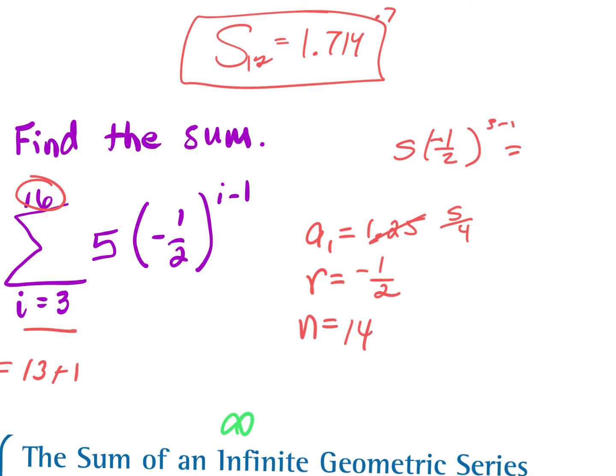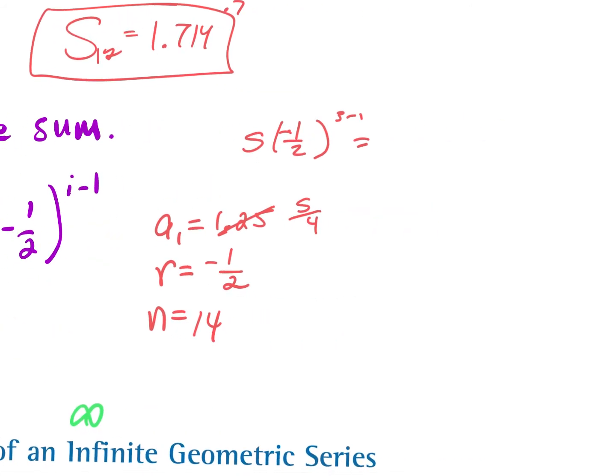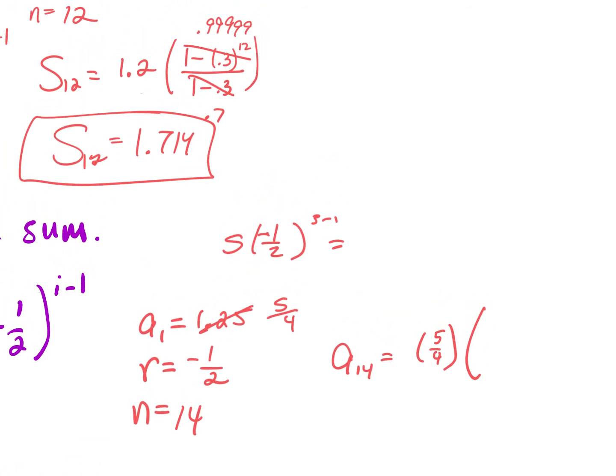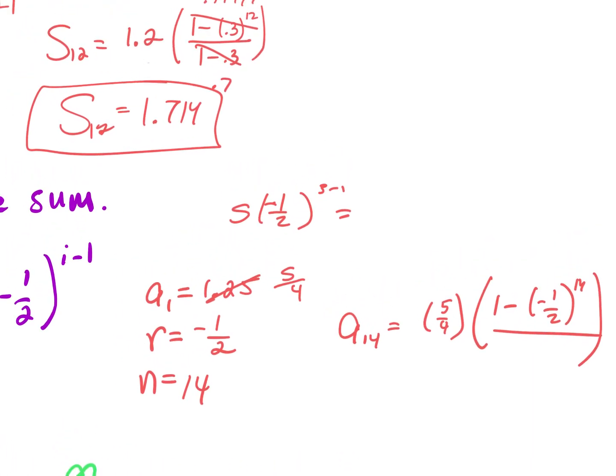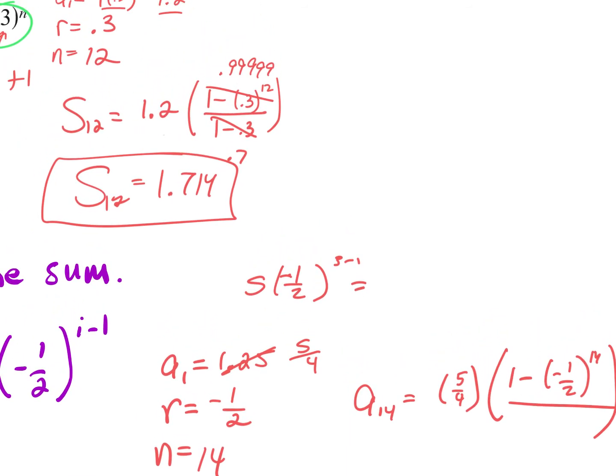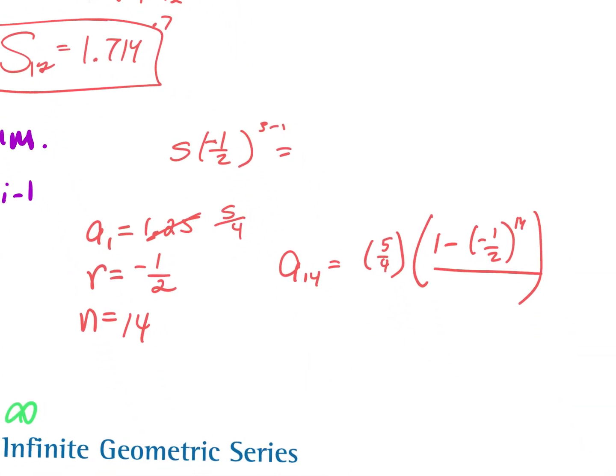So now when we go to plug in our formula, I want the sum of the first 14. Okay, so my first term is 5/4. Now again, if you want to use decimals, that's fine. Just make sure your answer is in a fraction. So I have 5/4, and then in my parentheses, what is my formula? It's 1 minus my r, which is negative 1/2, and I raise that to the 14th power, correct? Over what? Over what? 1 minus r, which is negative 1/2.